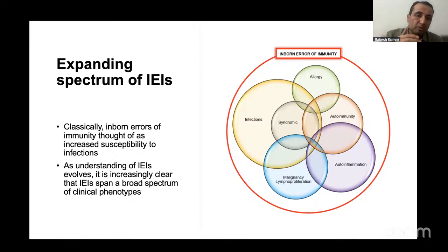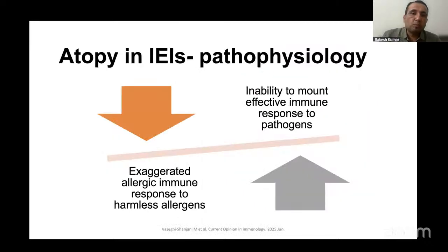The immune system may be working low, or working very high, or not working appropriately. So the term inborn errors of immunity signifies that we can have several overlapping presentations in a child with primary immune deficiency. The pathophysiology of atopy in IEI is an exaggerated allergic immune response to a harmless allergen, while there is inability to mount an effective immune response to the pathogens which are there. So I'll discuss four cases in the next 10 minutes.